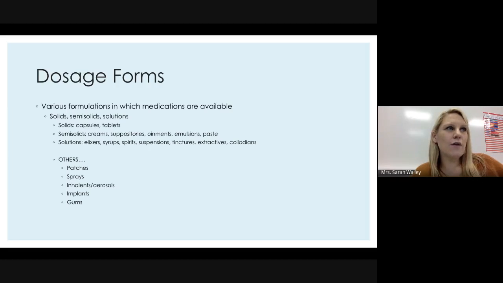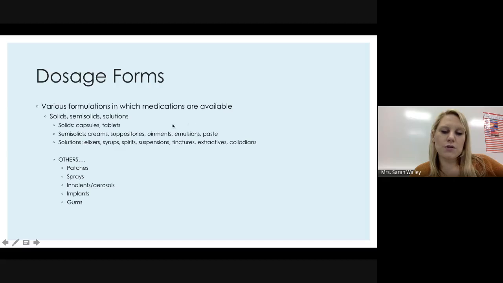Suppository is kind of, we actually practice making these in my class, so hopefully I have y'all next semester and we can make them, but those go into your anus or your vagina, depending on what it's for, and they melt, okay? So they're not completely solid. Ointments, same kind of thing, goes on top of your skin. Emulsions and pastes, they're just a little thicker, so they're not a complete solution.